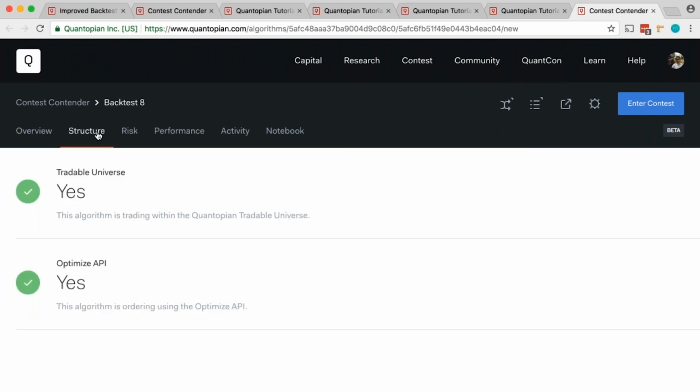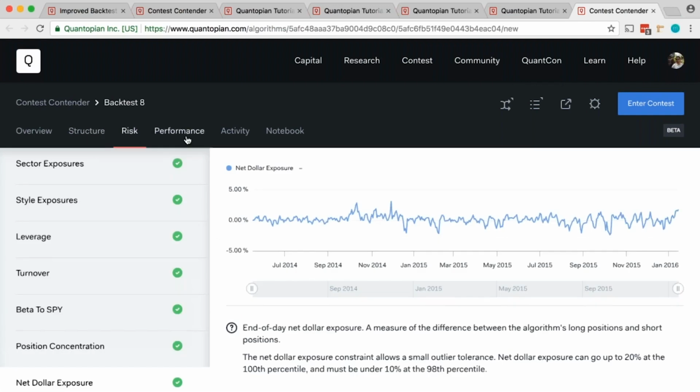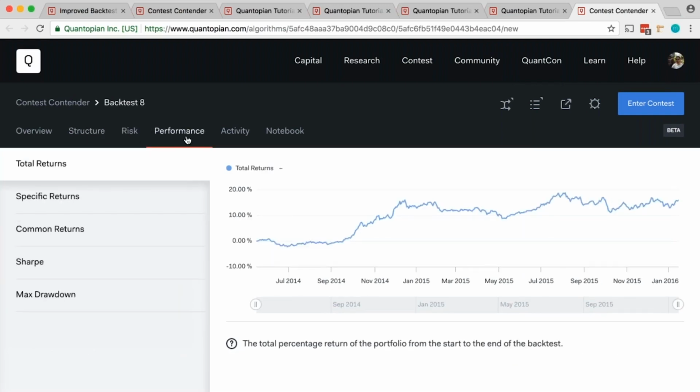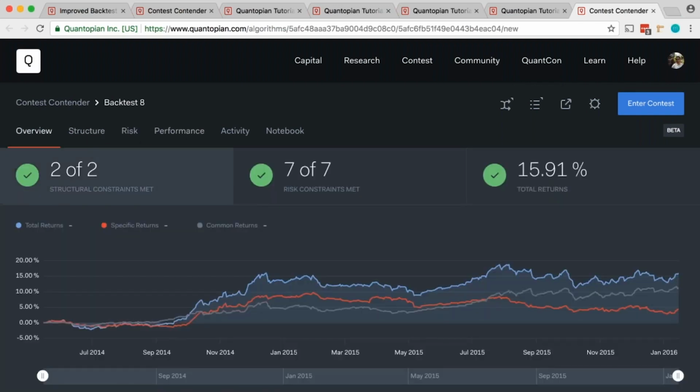So this pretty much covers structure, risk, and performance. And these are the tabs that you'd really need to help you get into the contest. And once you get green check marks for all 3 of them, then you're good to go.